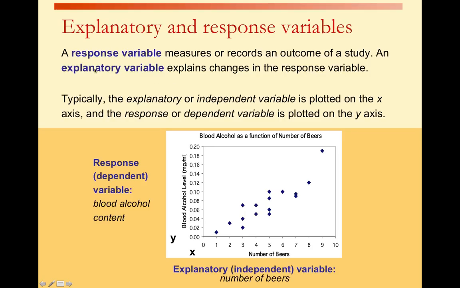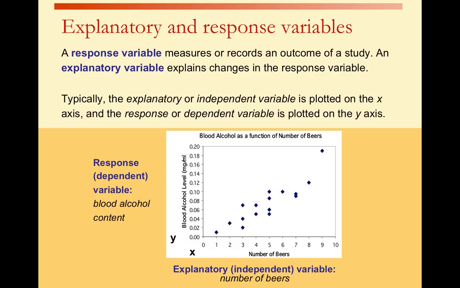So presumably the explanatory variable explains why I get a certain effect, or this is the cause, a certain effect. The response would be the effect, the explanatory would be the cause. That's another way of looking at it. Typically, we think about the explanatory variable as the independent variable. Independent is the thing that can vary.